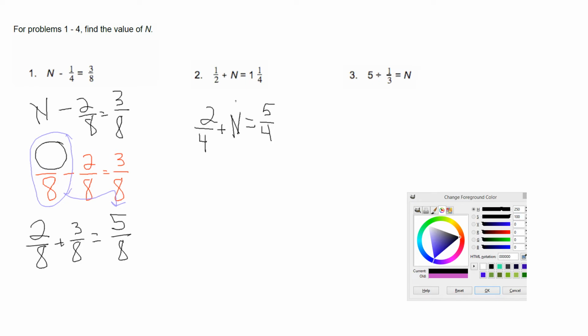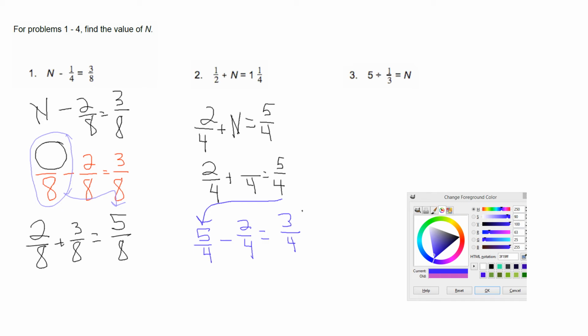And again, you might be able to tell what the answer is at this point, which is completely fine. If not, you can rewrite it as 2/4 plus some amount of fourths equals 5/4. If you still can't see it, then you can just take the sum and make it the first number in the subtraction, 5/4 minus 2/4, although if we put this fraction first, then our missing fourths quantity will be at the end. 5 minus 2 is 3. And there's your n value.